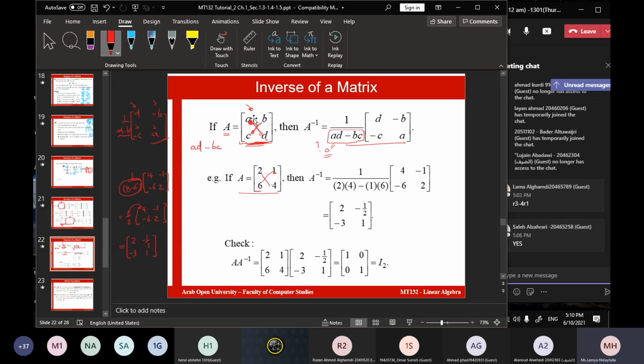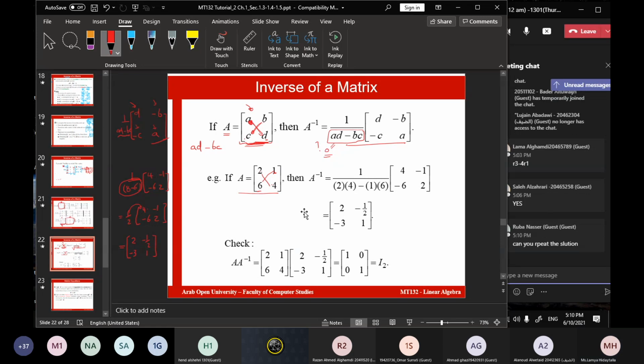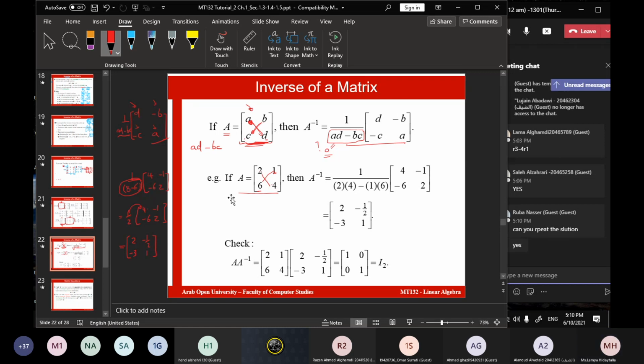Okay. If we get a 2 by 2 matrix also, do you want me to repeat the solution of this one? How do we get the inverse? What did we say, what's the rule for a 2 by 2?